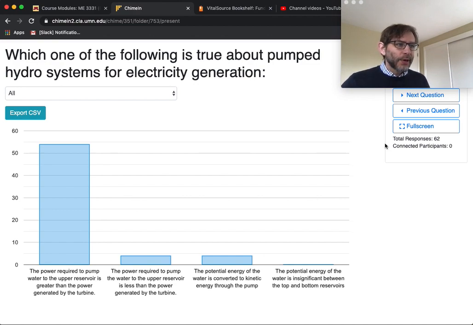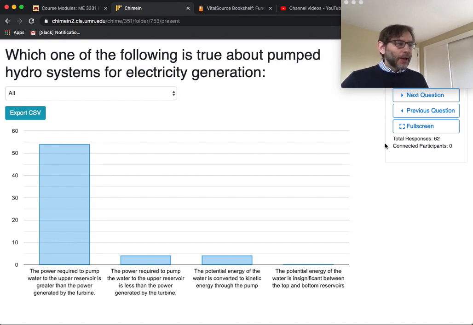So the answer here is: the power required to pump water to the upper reservoir is greater than the power generated by the turbine. That was what we found essentially, right? If you are spending energy to pump water up into a reservoir, what you get back is not the same amount as what you put in. And we're going to learn all about that. We're foreshadowing in the class a little bit here, as there is discussion about the second law.